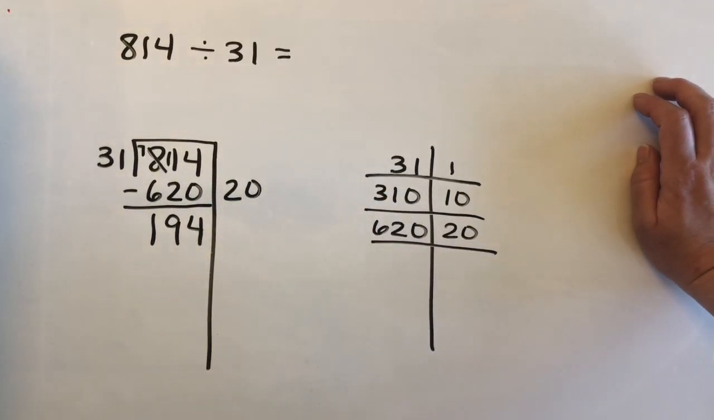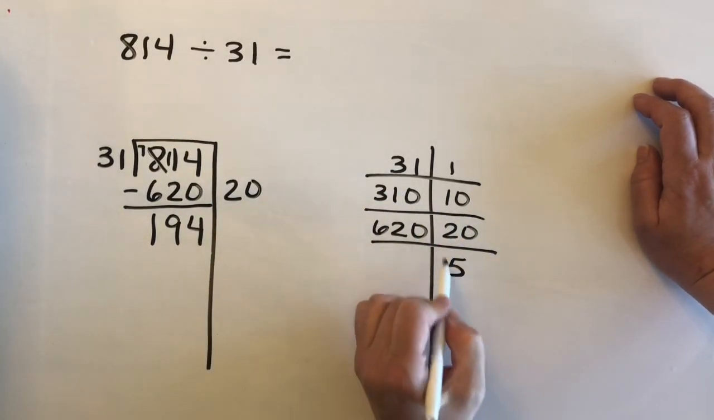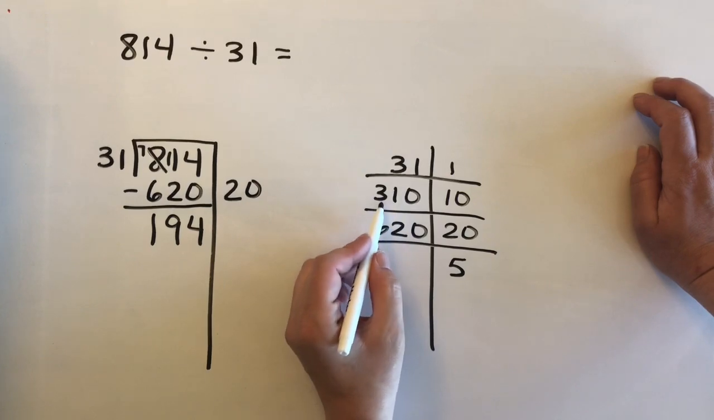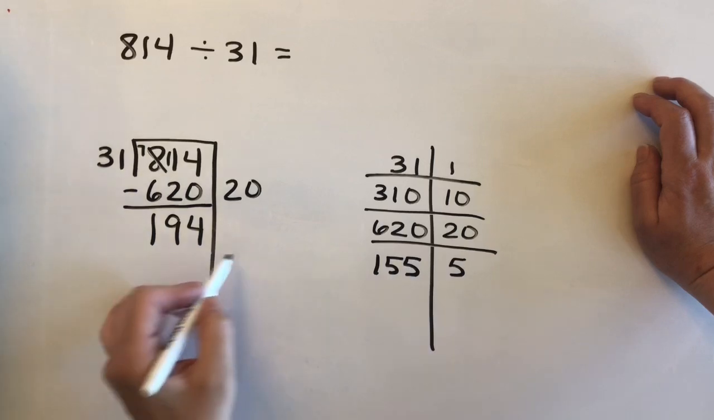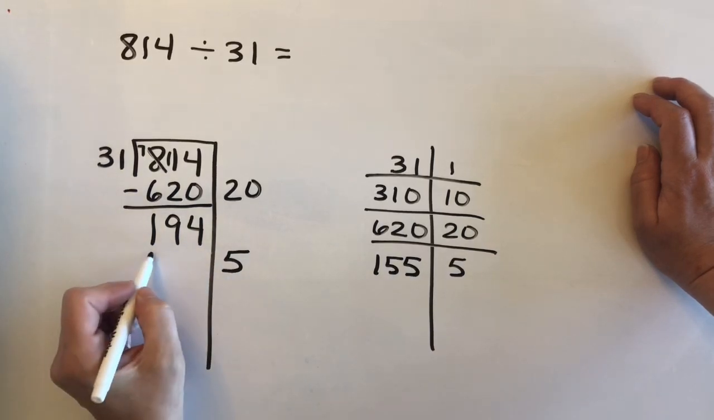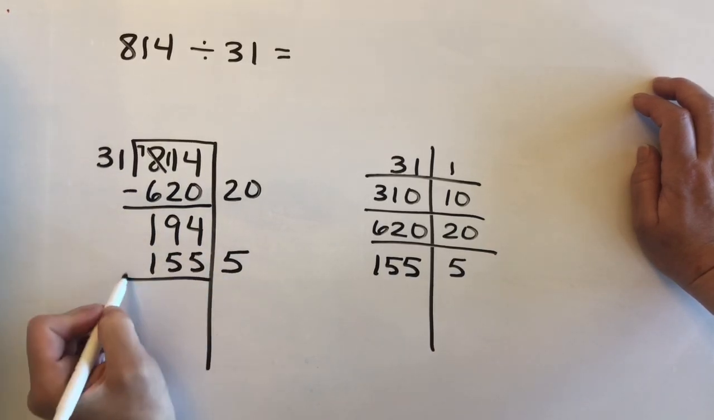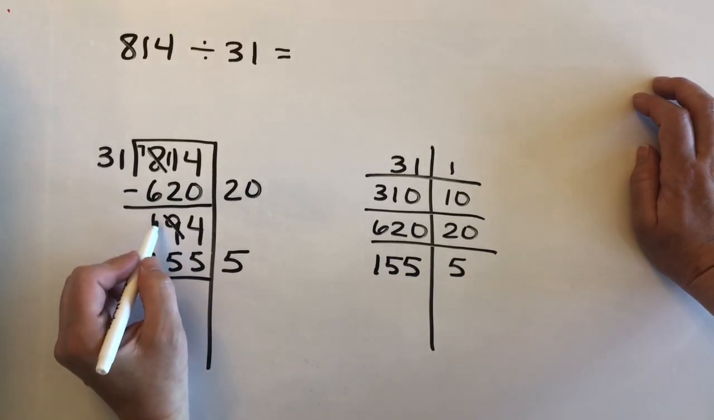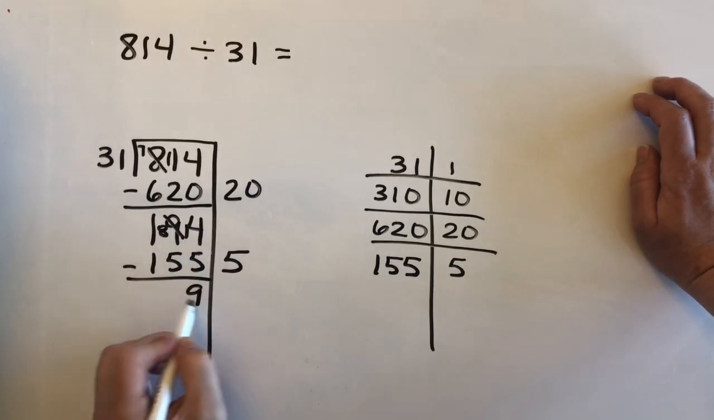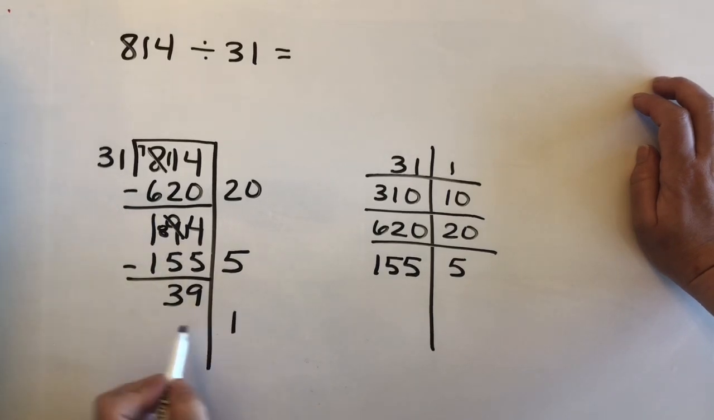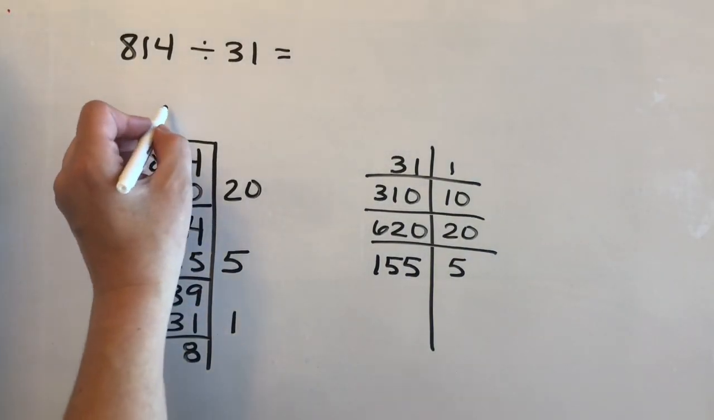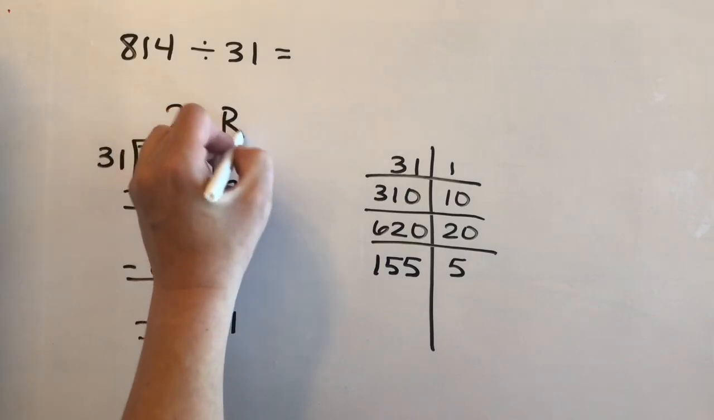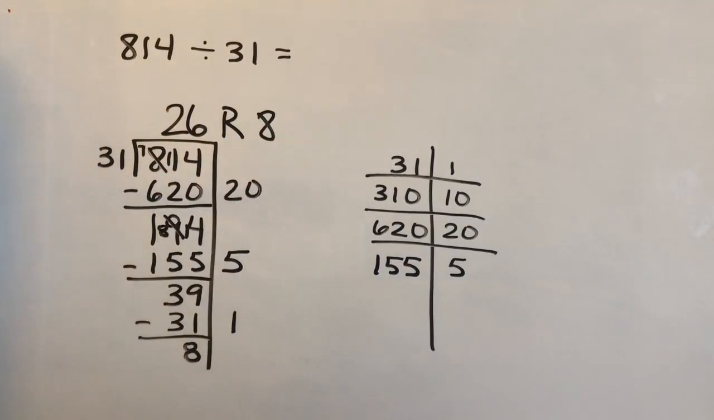So I don't have anything close over here. Let's try half of 10. So half of 300 is 150, half of 10 is 5. So it'd be 155. That one works really good right here. So 5 more groups of 31 is 155. And then we have 39 left over, which is 1 more group of 31. And that'll give us a remainder of 8. So the answer is going to be 26 with a remainder of 8, or 8/31.